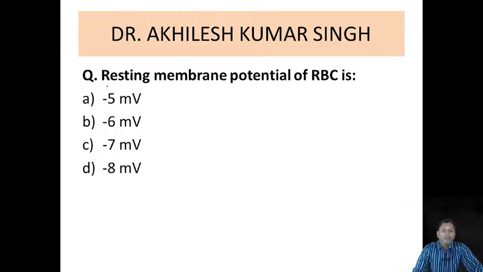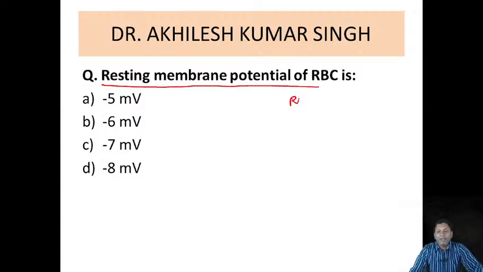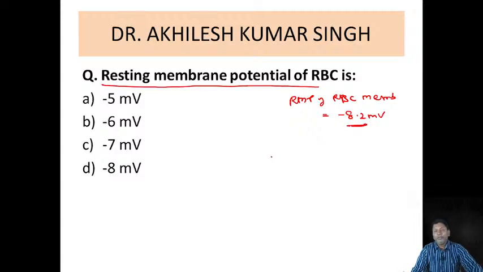And this question was also asked in the exam: the resting membrane potential of the RBC is. So RMP of the RBC membrane is equal to minus 8.2 millivolt. And in the exam, the options given were 5, 6, 7, 8. So if you know the exact value, then only you can answer this, otherwise all the values are very close here. So the answer here is minus 8 millivolt. So RMP of the RBC is minus 8 millivolt.